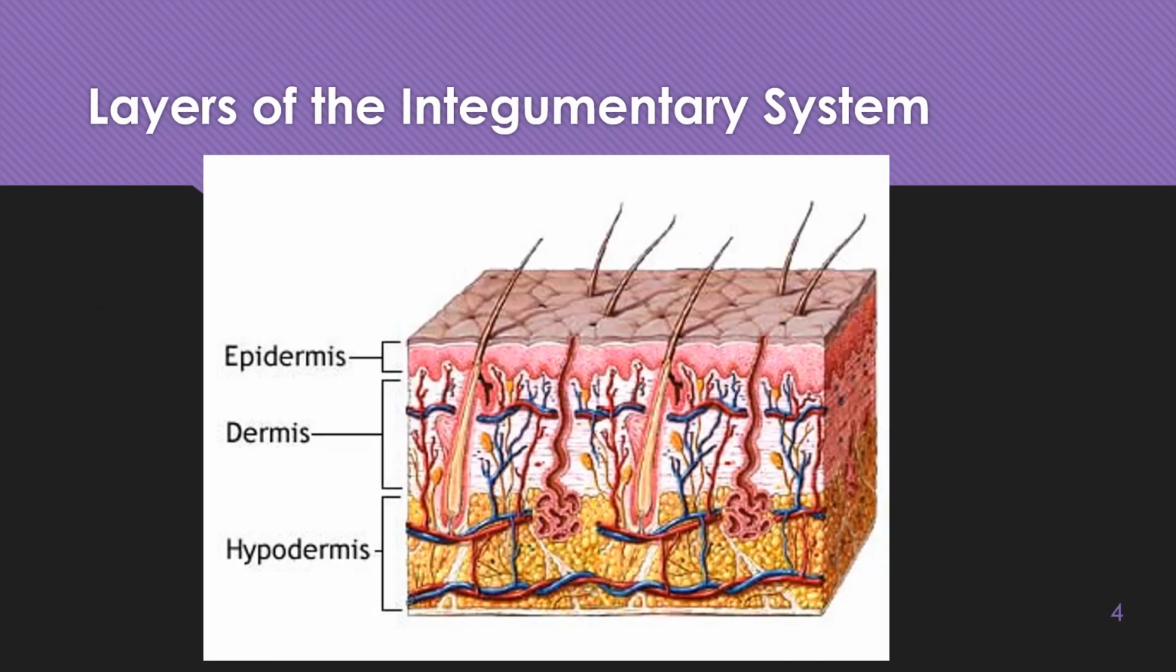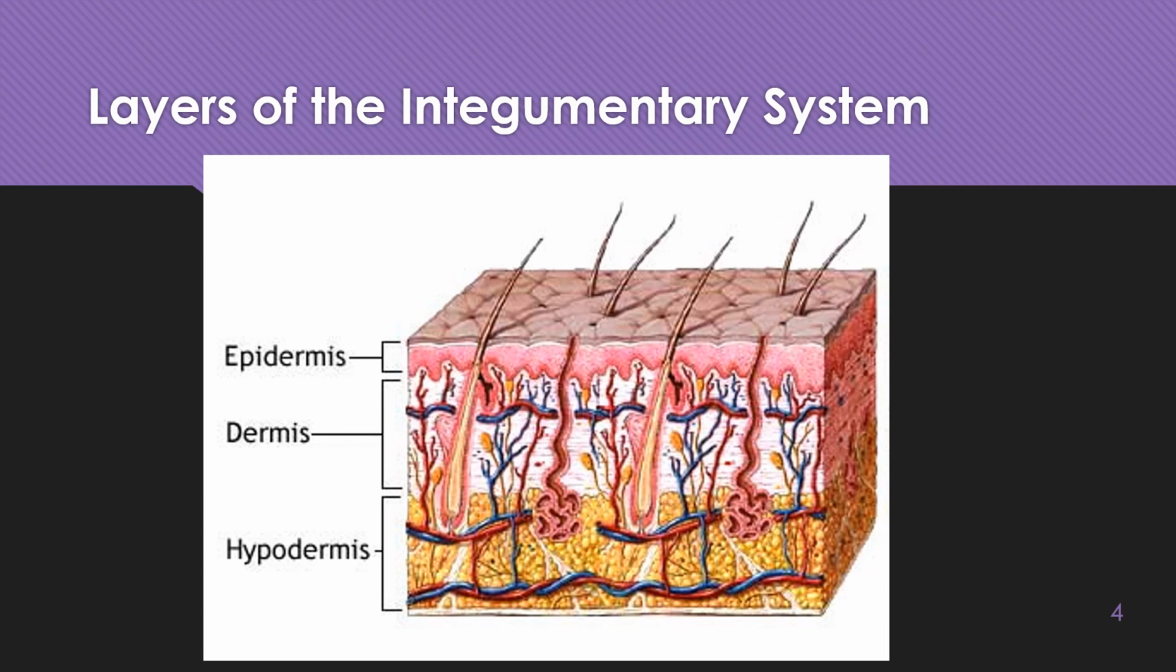Okay, if we want to take a look at the different layers of the integumentary system, we really have 3 major layers. We have an epidermis. Epi means upon, so the epidermis lies upon the top, basically. It's the most superficial layer, and if you remember back to our tissues lecture, it's made of a stratified squamous epithelium. Okay, so it's made of several layers of smushed down cells, pretty much.